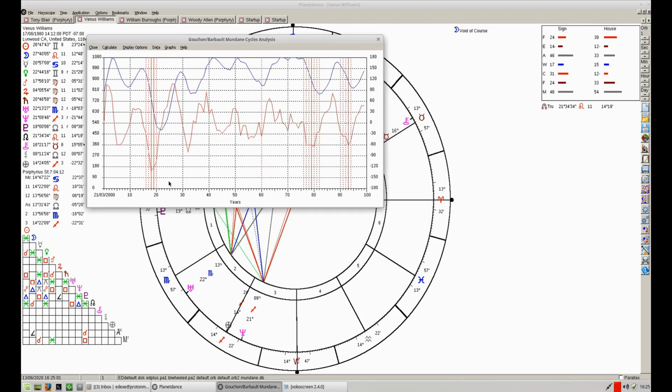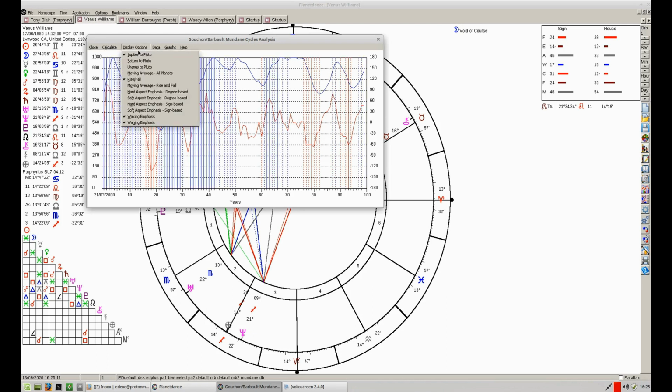Waning aspects, as you can see, are associated with steep falls in the curves, and if we look at waxing emphasis you can see that the waxing emphasis leads to rises in the curves.